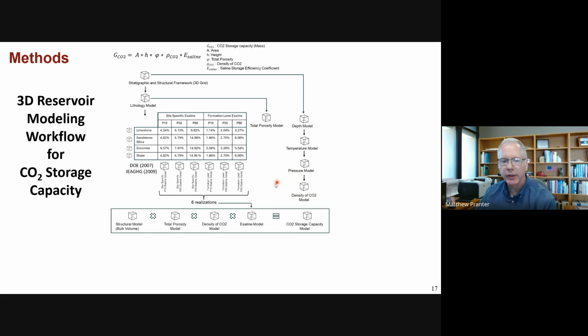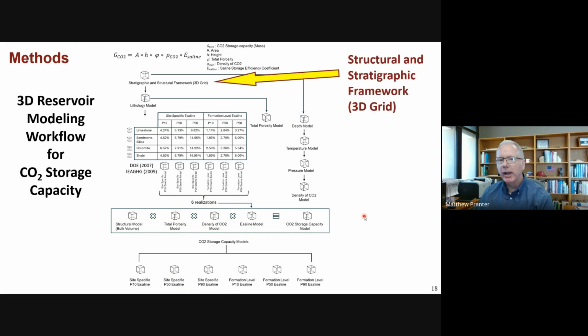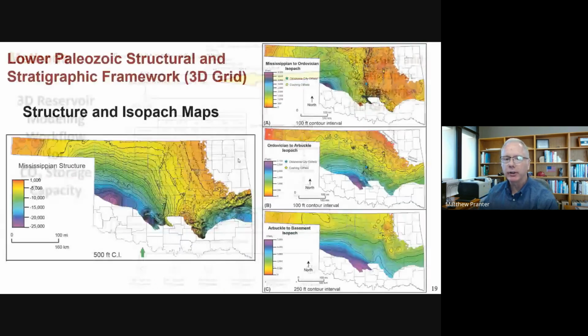So then once all that was done, we basically have everything we need to estimate storage capacity. We have the bulk volume from the stratigraphic and structural framework. The porosity model combining with that gives us the pore volume. We have the density of CO2, 3D models of that, and then all these different storage efficiency parameters for these different scenarios. And so what we end up with would be storage capacity calculations for each of these different storage efficiencies.